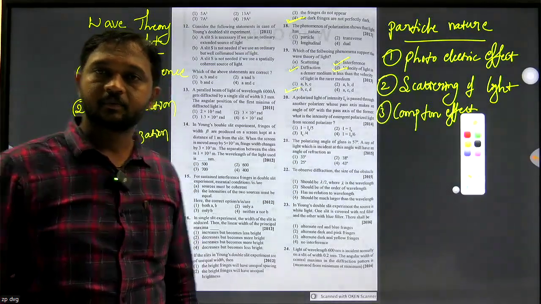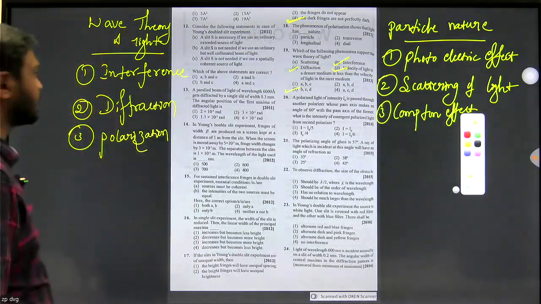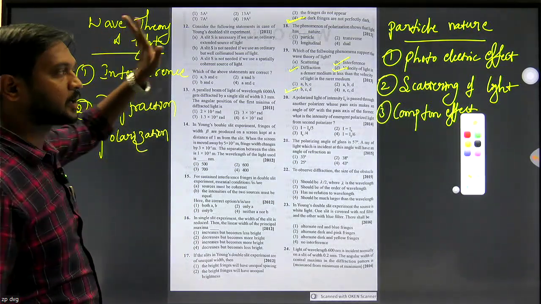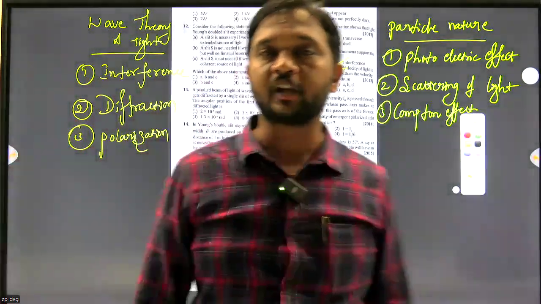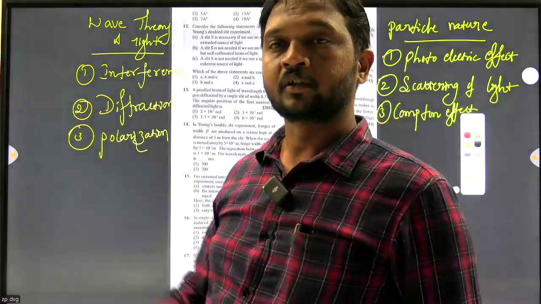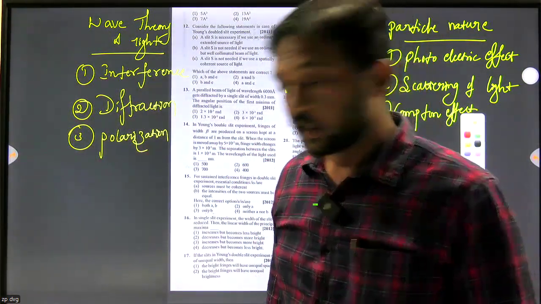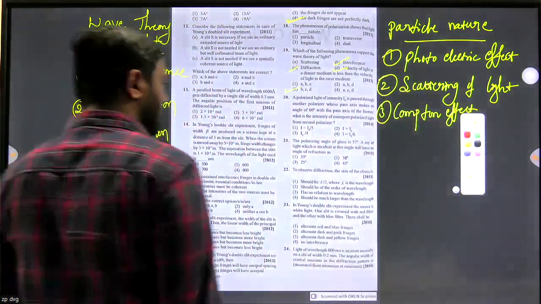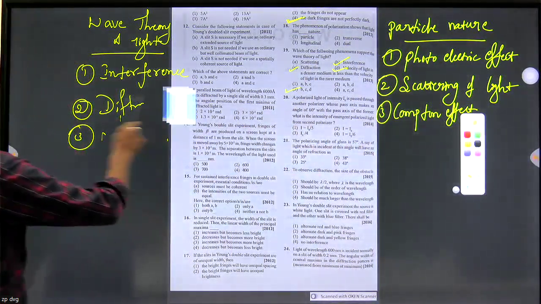Is it clear? Note down. The phenomena which prove the wave theory of light are interference, diffraction, and polarization. And the phenomena which prove the particle nature of light are scattering of light, the photoelectric effect, and the Compton effect. Is it clear? So we move on to the next question.